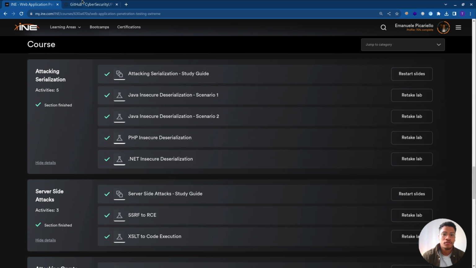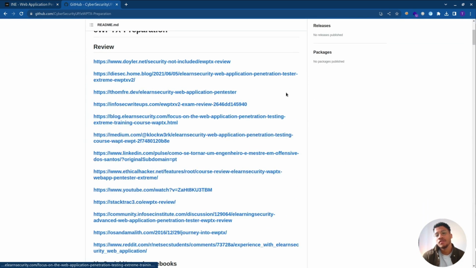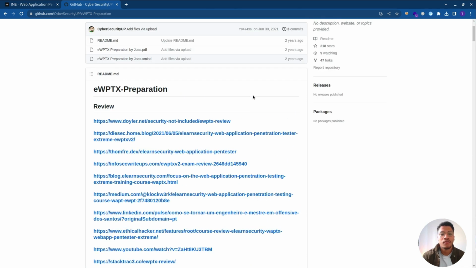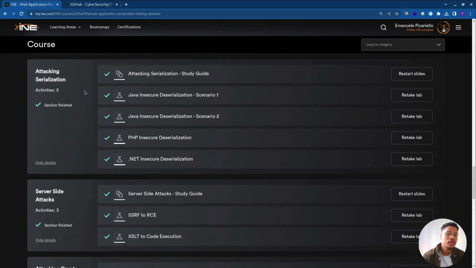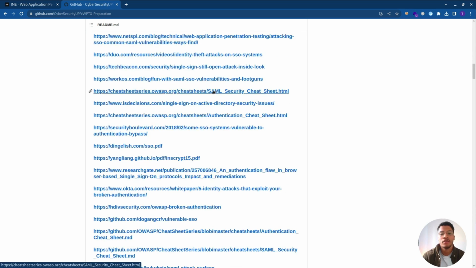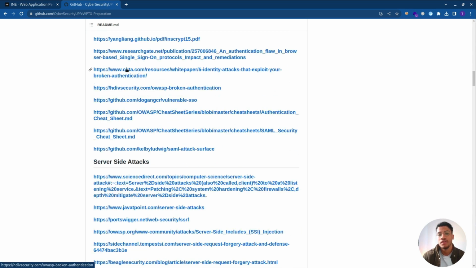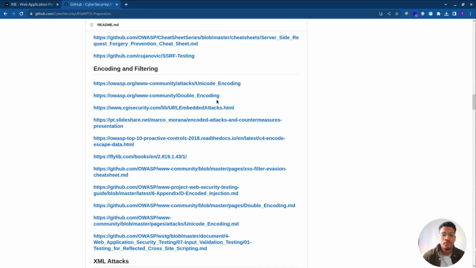There are also these resources, which are very interesting in a sense, because they have a lot of references. In case you don't want to enroll in the course made by INE, you can just focus on this and also rely on the Web Security Academy, because it has all the web application security that you want to learn.